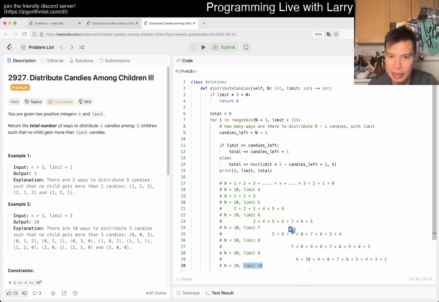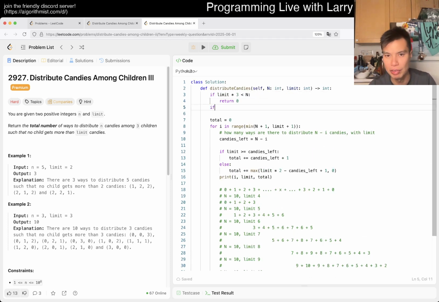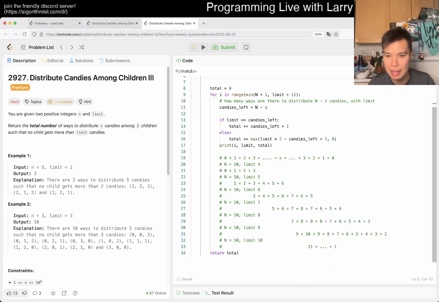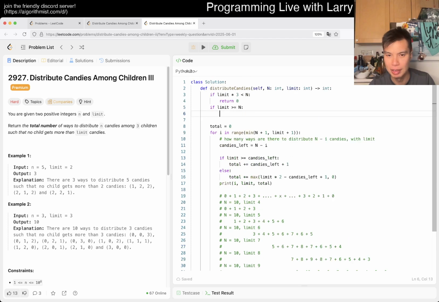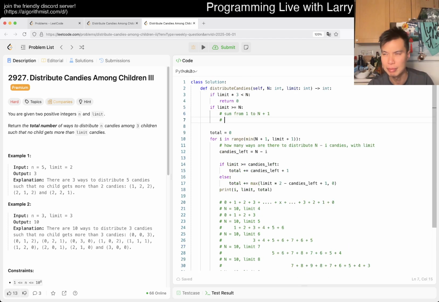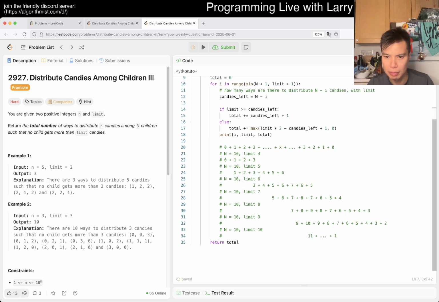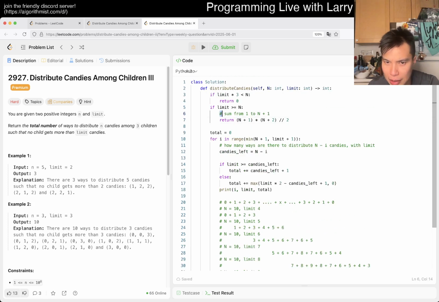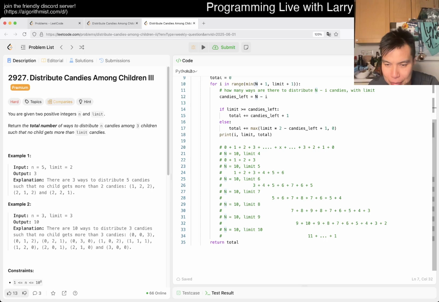So any limit that's greater than N. Let's just start with that, right? If limit is greater than or equal to N, then we have this 1 to limit plus 1. So the sum from 1 to N plus 1, which is just going to be, what is it, like N plus 1 times N plus 2 over 2, right? And that's just a standard formula. Hope that's right. Maybe I'm off by 1, then it's embarrassing, but yeah.